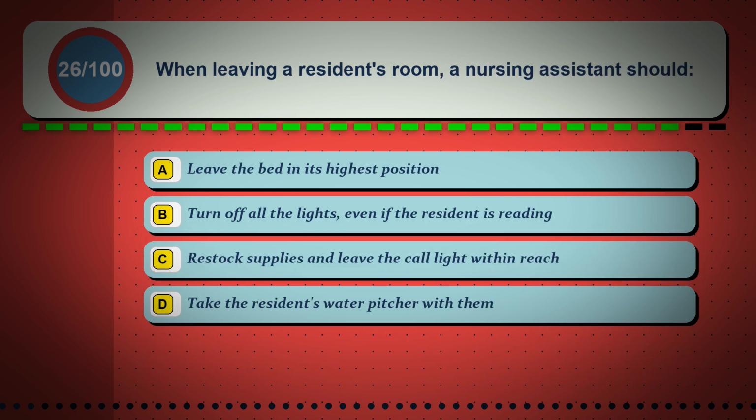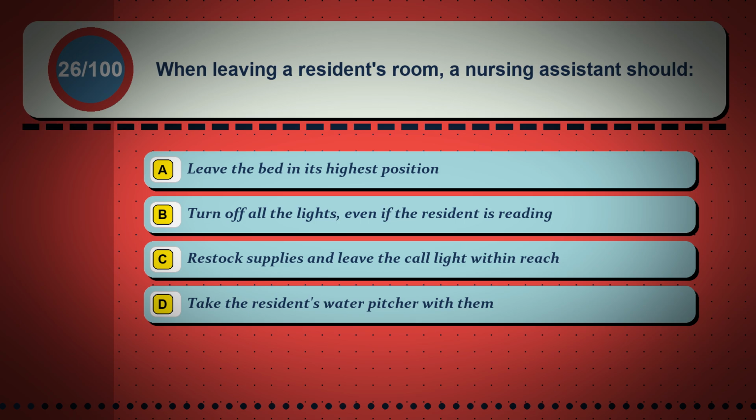Question 26. When leaving a resident's room, a nursing assistant should: Option A, leave the bed in its highest position. Option B, turn off all the lights, even if the resident is reading. Option C, restock supplies and leave the call light within reach. Option D, take the resident's water pitcher with them.